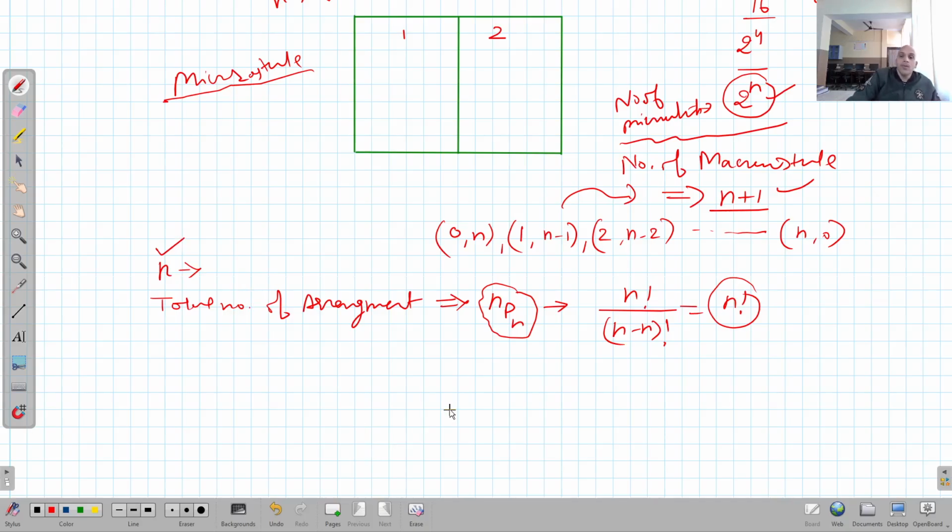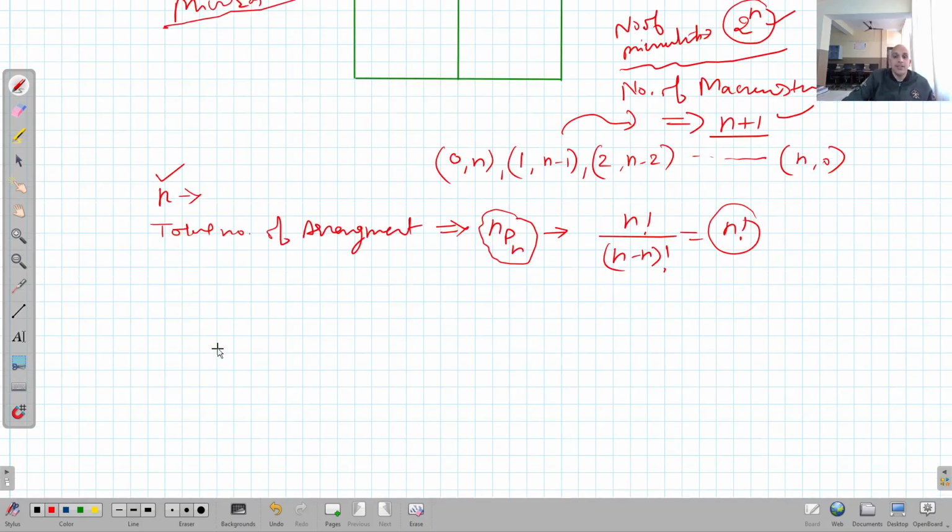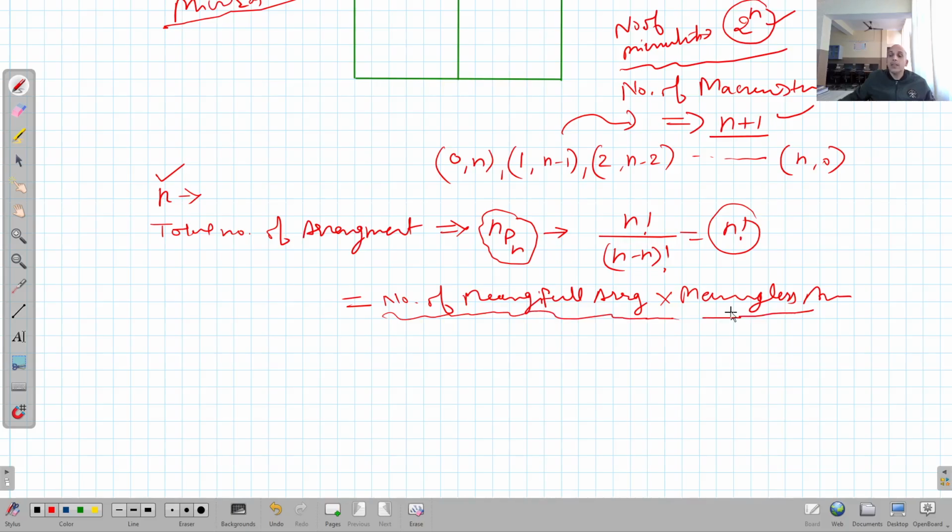Now, these total arrangements include some meaningful arrangements as well as some meaningless arrangements. So, in actual, the total number of arrangements should be equal to the number of meaningful arrangements into the number of meaningless arrangements. Clear? So now we have to calculate the meaningless arrangements in this case.